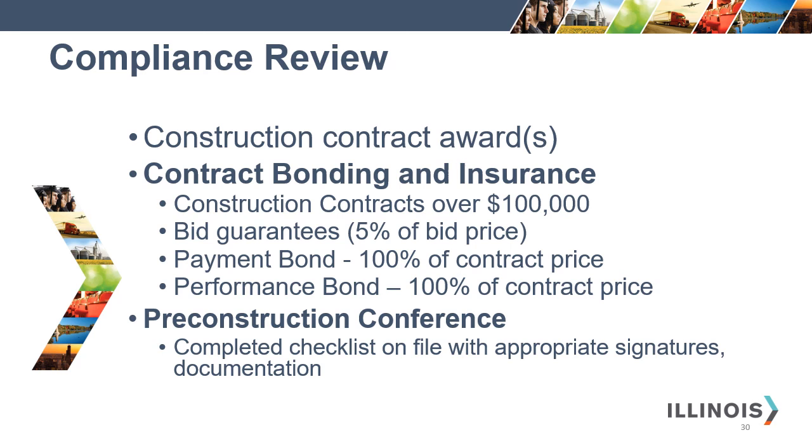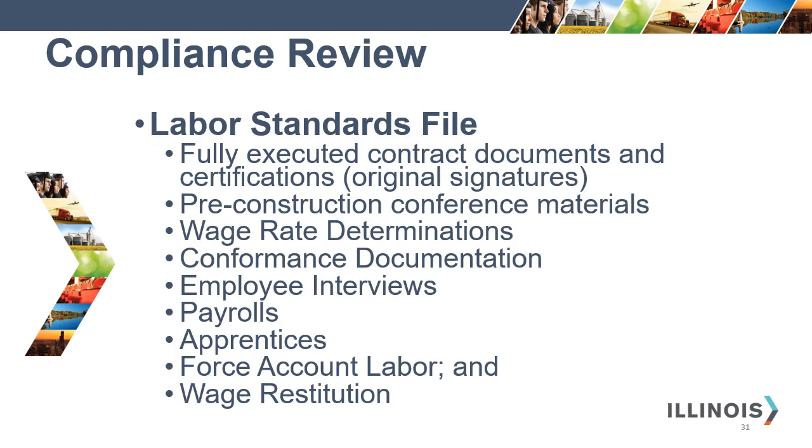Contract awards are monitored for bonding and insurance requirements, and your pre-construction conference materials are also monitored. Your labor standards file should contain a fully executed contract document and all signed certifications with original signatures. Your pre-construction conference materials, your wage rate determinations, your conformance documentation, all employee interviews, and remember that several interviews of at least each craft, all payroll documentation, all apprentice documentation, force account labor, and wage restitution.